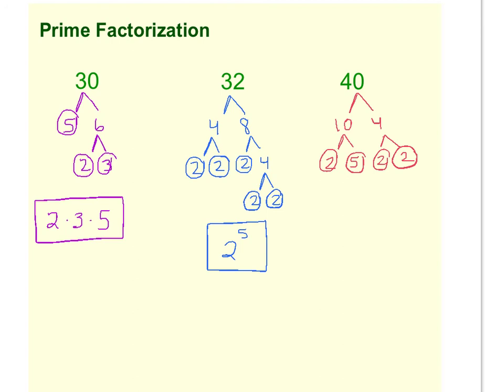So now our prime factorization, first start with your smallest prime number, which is 2, and we have 3 of them, so 2 to the 3rd power, times just that 5. So 2 to the 3rd power times 5. And that's your prime factorization of 40.